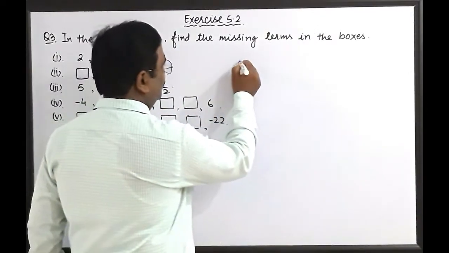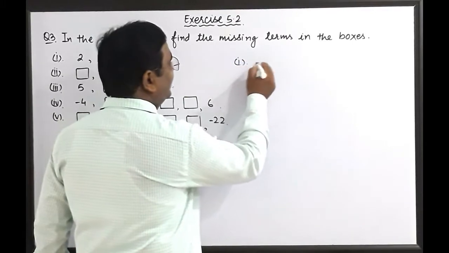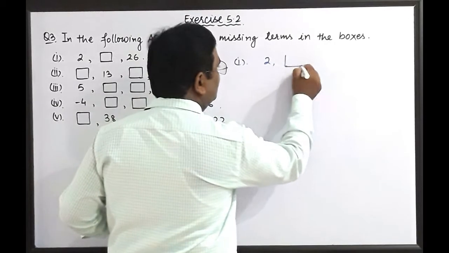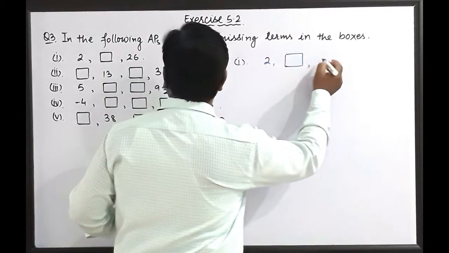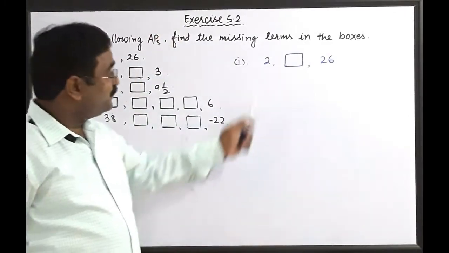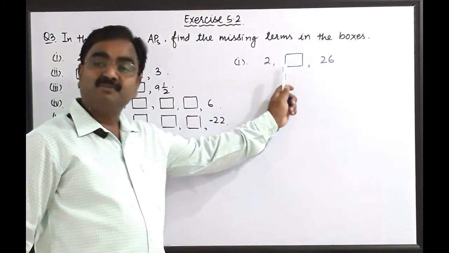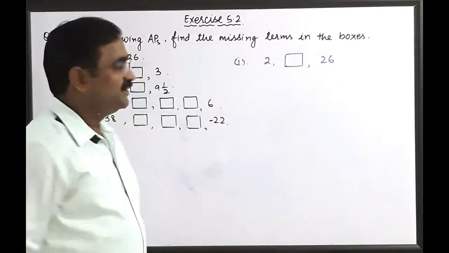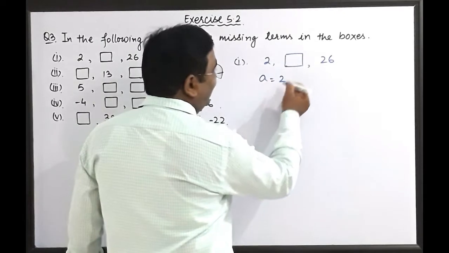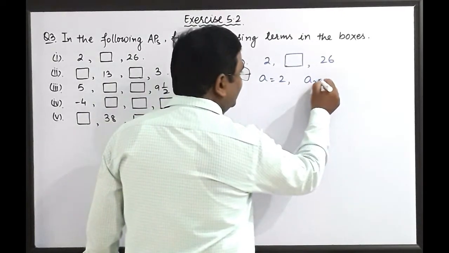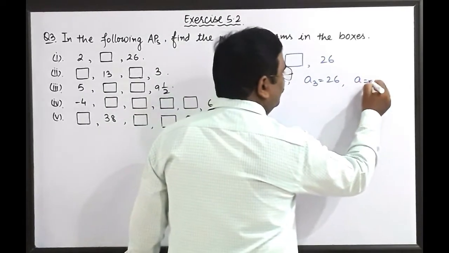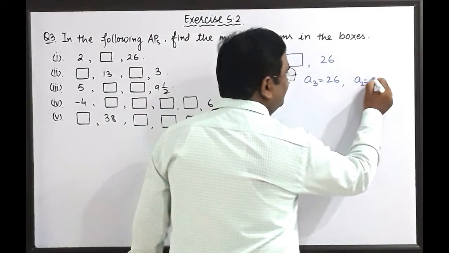In the first part, what is given? Given that 2, box, and 26. This is your AP. It means the first term is given, the second term is missing, and the third term is given. The first term is denoted by small a, which is 2, and the third term is denoted by a3, which is 26. We are going to find the value of a2, the second term.